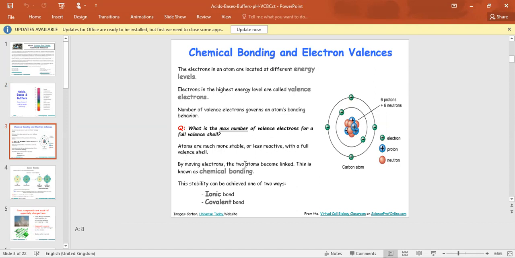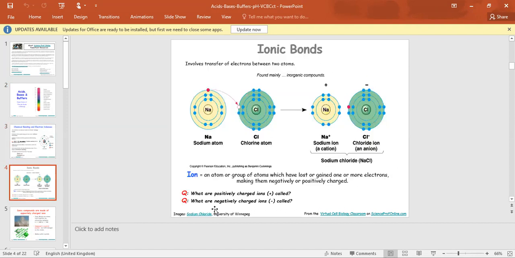By moving electrons, two atoms become linked. This is known as chemical bonding. The stability can be achieved in two ways: ionic bond and covalent bond. First one is ionic bond.